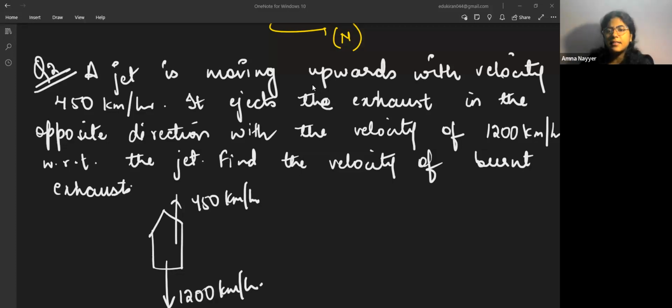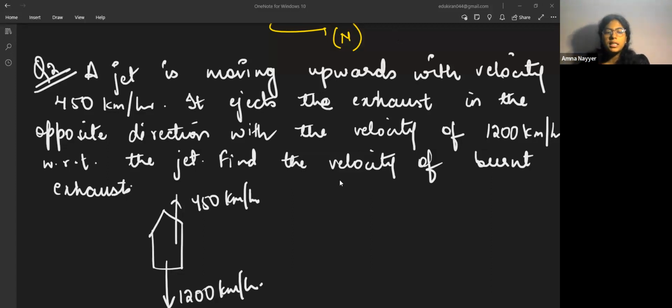Yes, class, answer this question. It says that a jet is moving upwards with a velocity of 450 kilometers per hour. It ejects the exhaust in the opposite direction with a velocity of 1200 kilometers per hour with respect to the jet. You have to find the velocity of the burnt exhaust.